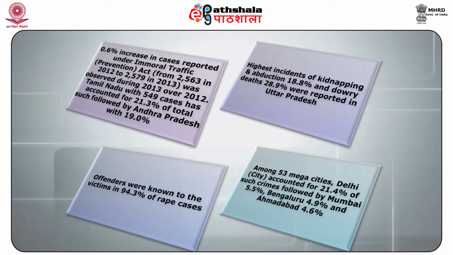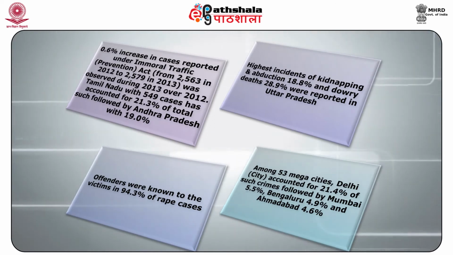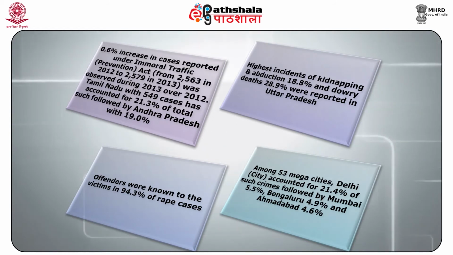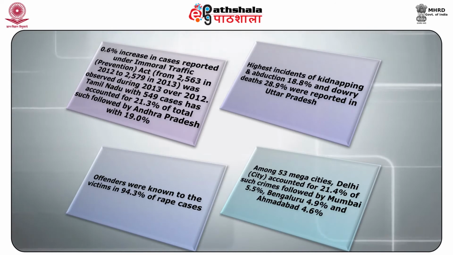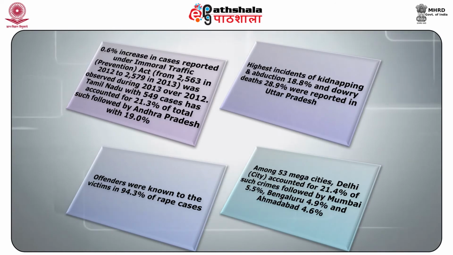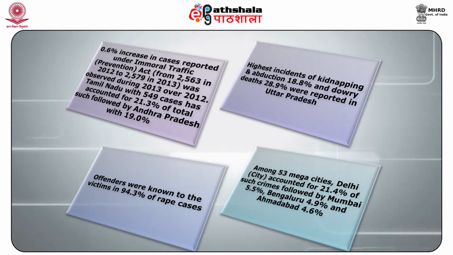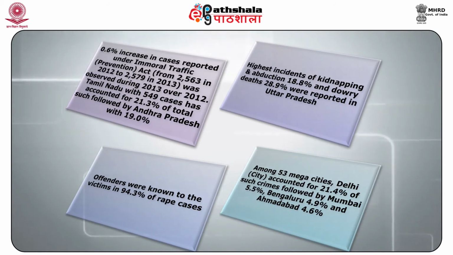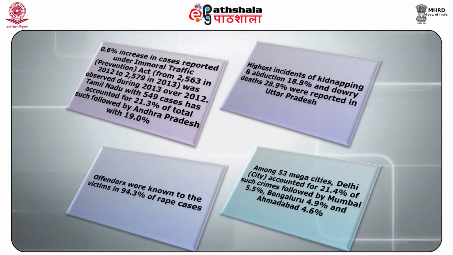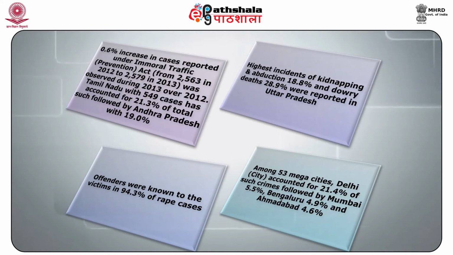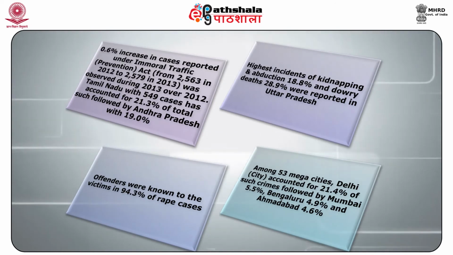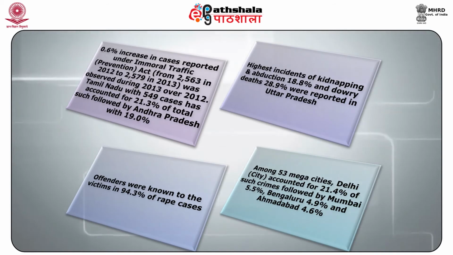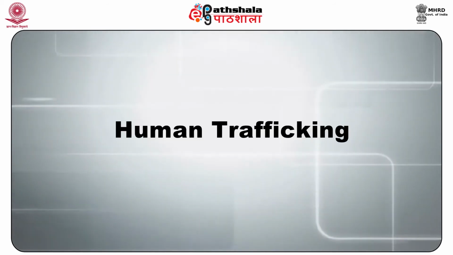Offenders were known to the victims in 94.3% of rape cases, 31,807 out of 33,707 cases. Among 53 mega cities, Delhi city accounted for 21.4%, 11,449 cases of such crimes, followed by Mumbai 5.5%, the number of cases is 7,946. Bangalore 4.9%, the number of cases is 2,608, and Ahmedabad 4.6%, and the number of cases is 2,449 cases.